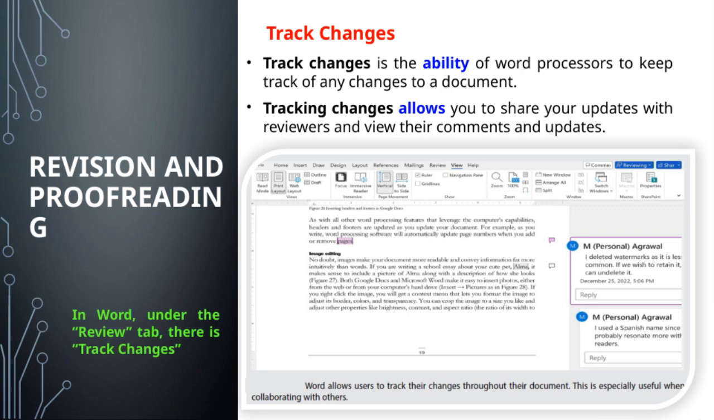Tracking changes is especially helpful when you're collaborating with others. It lets you share your updates with reviewers without losing sight of what's been changed. You can see their comments and suggestions right alongside the document, making revisions much clearer and more organized. So, whether you're revising a draft or proofreading a final version, this feature ensures that everyone stays on the same page. It's a key part of the revision process, helping you produce polished, accurate documents efficiently. This ties into our overall theme of effective editing and collaboration in document management.